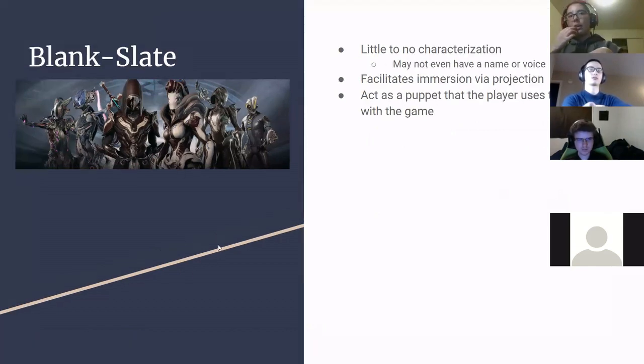So it's basically characters that have very little, if any, characterization. They don't have very much dialogue. They may not even have a name. They're just kind of like a puppet that the player controls.